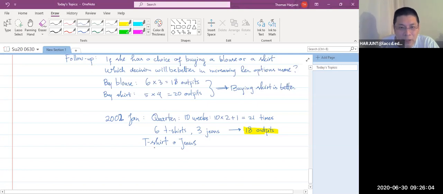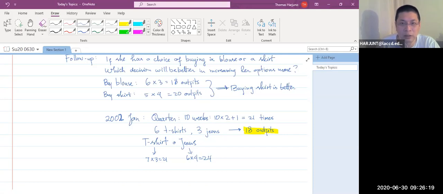So if I buy a t-shirt, then I will have 7 times 3, which is 21. If I purchase jeans instead, I will get 6 times 4, which is 24. Of course, then yes, it's better to buy jeans, right? Okay, so I have 24 possible outfits.